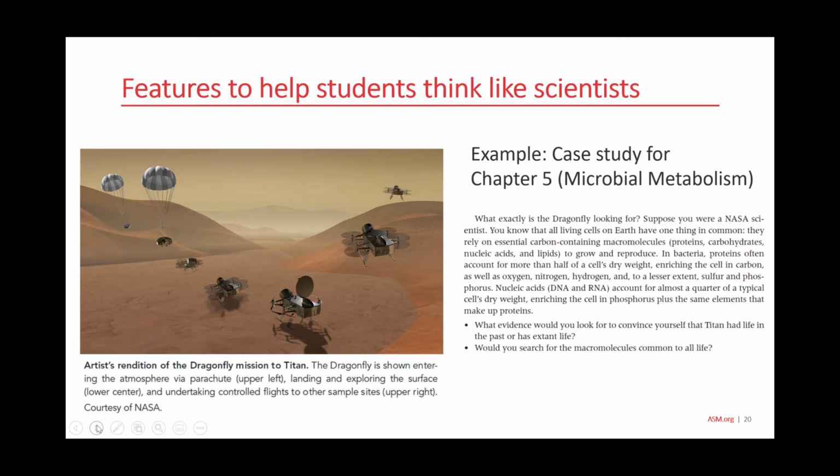So here is an example of an upcoming 2027 NASA mission to Saturn's moon Titan. This was presented as a case study for a chapter about microbial metabolism, and students are asked to consider what evidence for life could be used to identify if life occurs outside of Earth. Next slide.